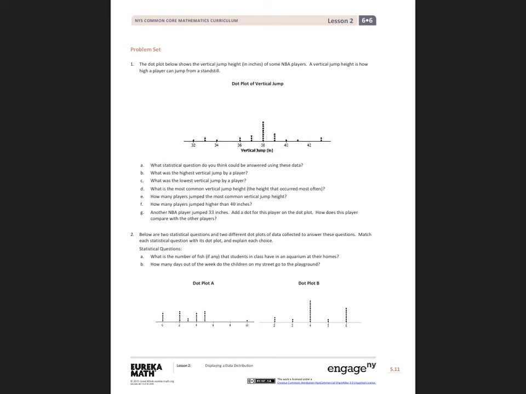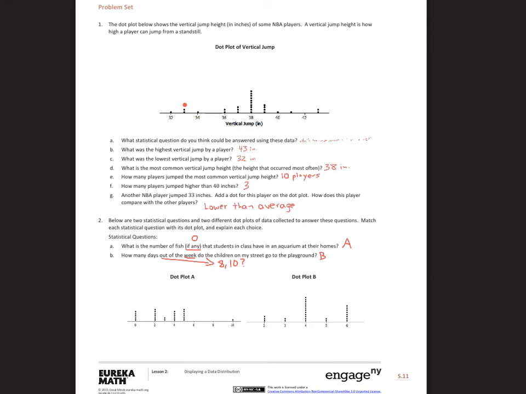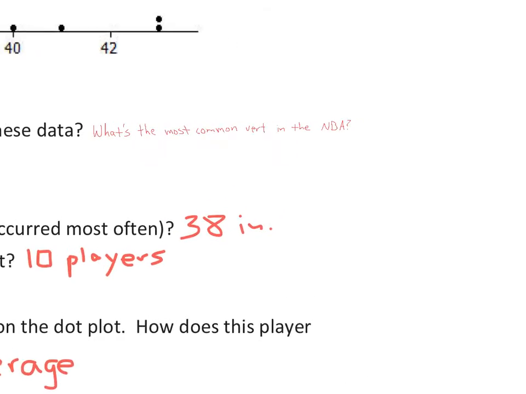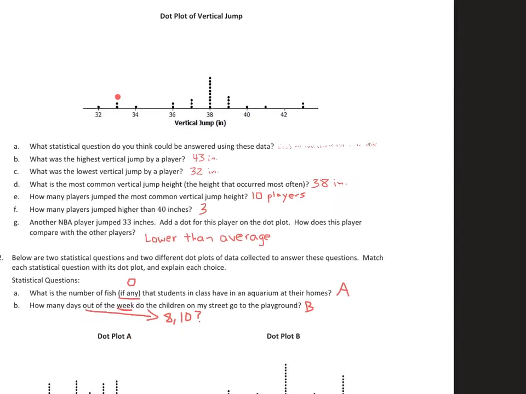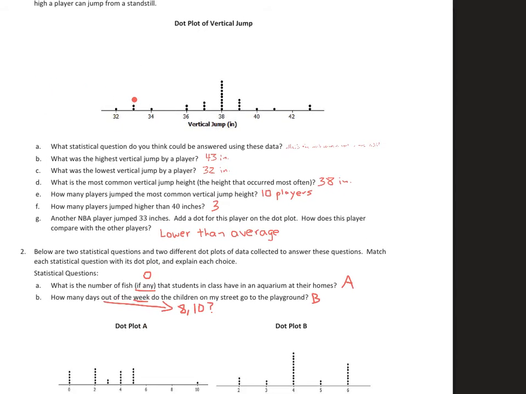All right, I'm about to put the answers on here. So here we go, and I'll zoom in so you can see question 1. Now A can be one of hundreds of questions. You can ask lots of statistical questions. I happen to go for, what's the most common vert in the NBA? That'd be a question I'd be curious about, like what's typical of an NBA player? And you can tell that from this dot plot. You could ask what's the most, what's the least. You could ask lots of different questions, but that's what I went for.